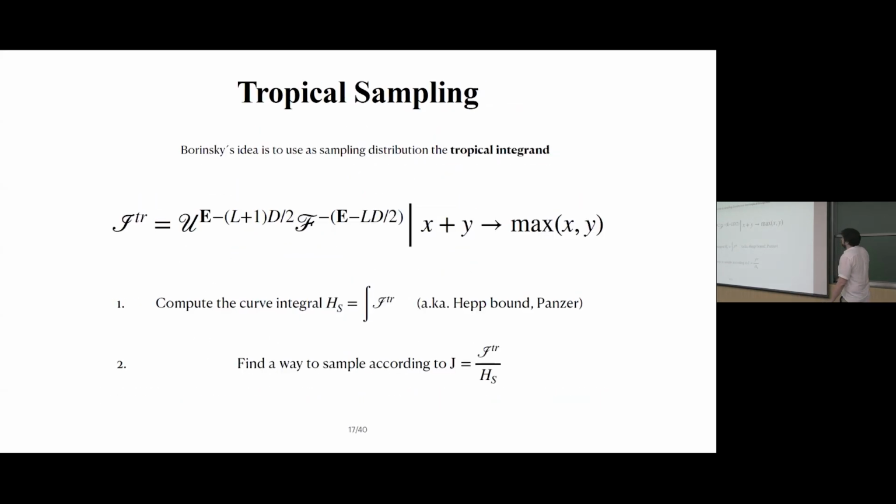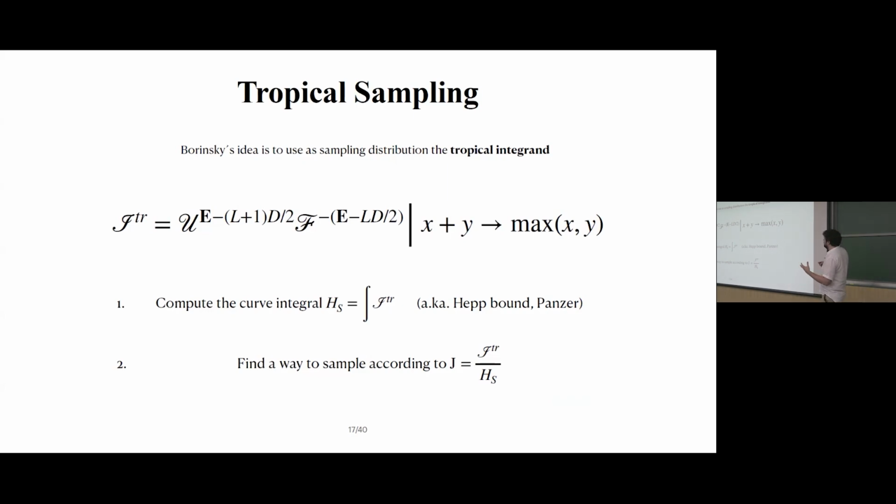So the basic insight of Borinsky was to use as a sampling distribution the tropicalization of the original integrand. Here, the tropicalization is something slightly different, equivalent, but slightly different to the tropicalization I introduced before. Here, we simply replace plus with max, but we don't do anything else. In other words, these are polynomials, and this is just saying that we replace this polynomial with others that in every point of the integration space are simply equal to the leading monomial of your polynomial.